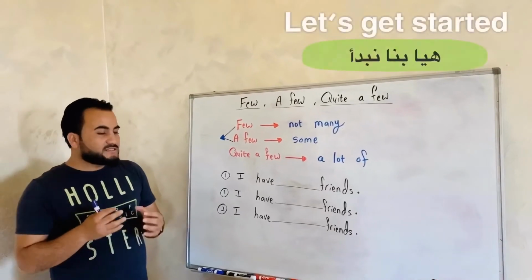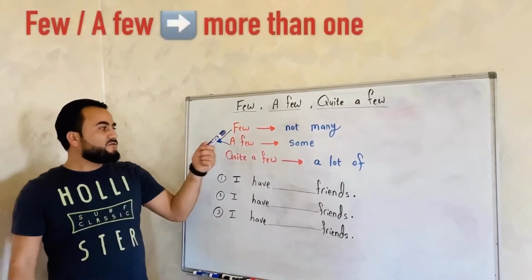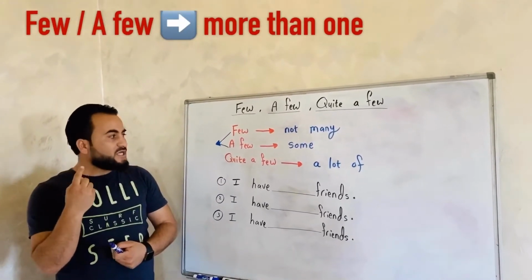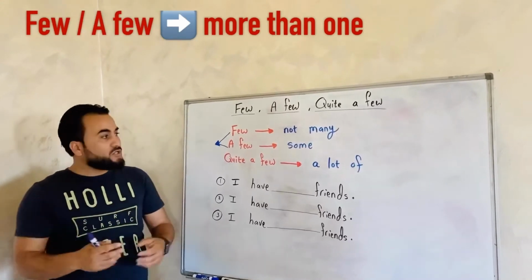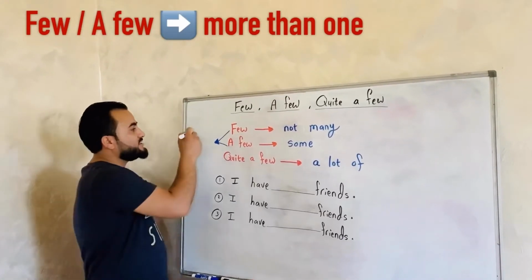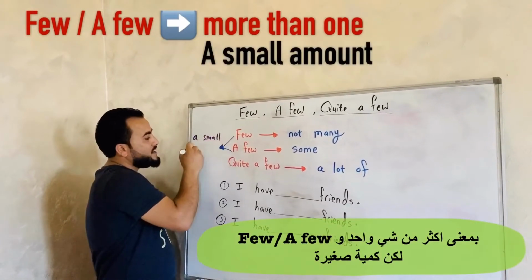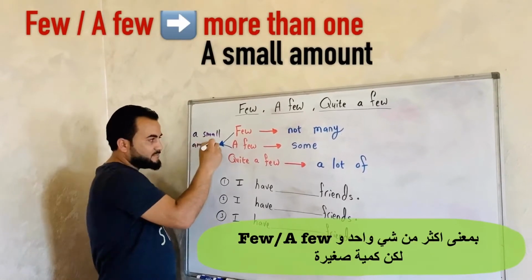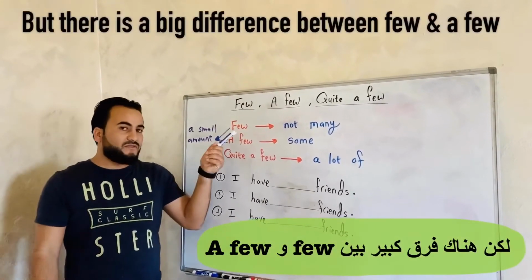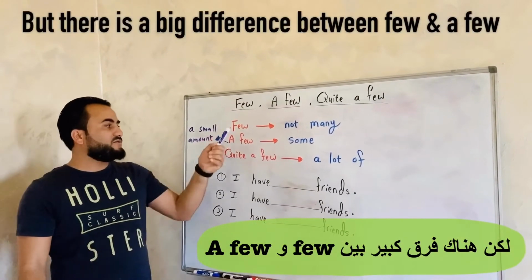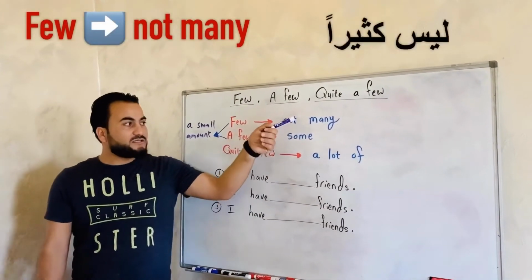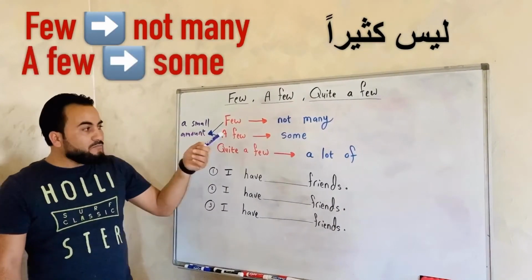Now, let's get started. So, few and a few both mean more than one, but not a huge amount. So both of them talk about a small amount. Okay, small amount. However, there is a big difference between them. There is a big difference between few and a few. Few means not many, while a few means some.